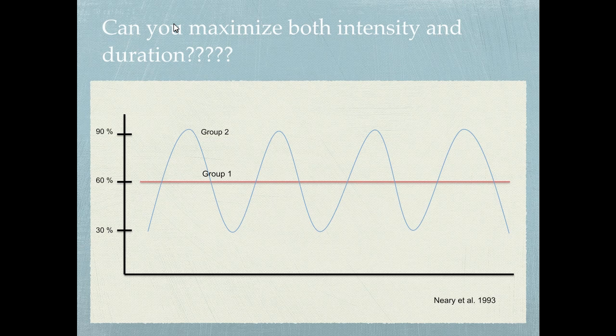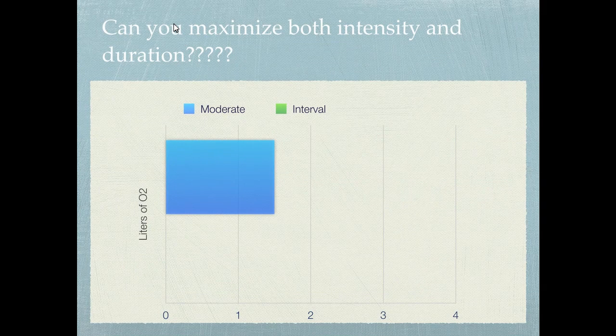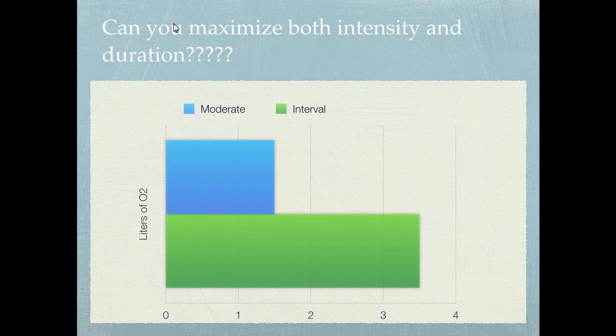Who do you think had greater excess post-exercise oxygen consumption? They all had the same average 60%. The answer, as you might suspect, was the interval group. Here, we see the moderate group, that's how much oxygen they were consuming more, and that's the interval group.